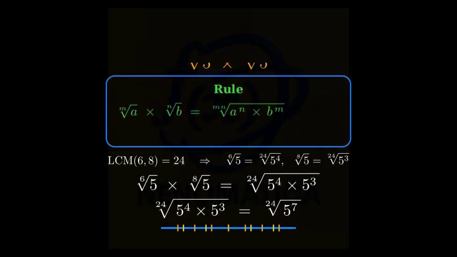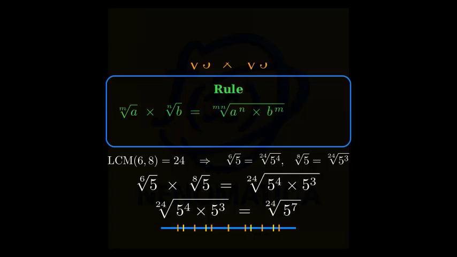In this solution, we rewrote each radical with the shared index 24. 4 copies of 1/6 make 1 whole, and 3 copies of 1/8 make 1 whole. So raising the base to the 4th and 3rd powers matches the indices perfectly.